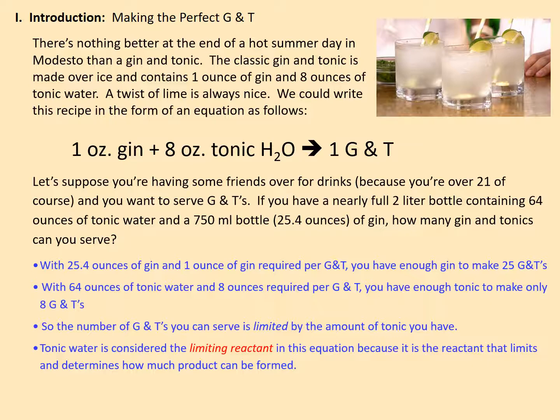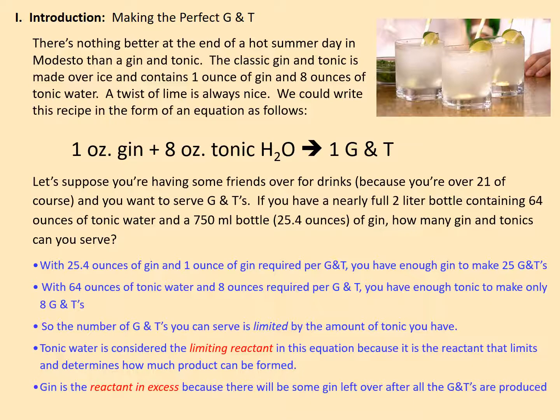Tonic water is what we would consider to be the limiting reactant in this equation, because it is the reactant that limits and determines how much product, that is, how many gin and tonics, ultimately can be formed and served. The other reactant, that is gin, is what we would call the reactant in excess, because there will be some gin left over after all the gin and tonics are produced.